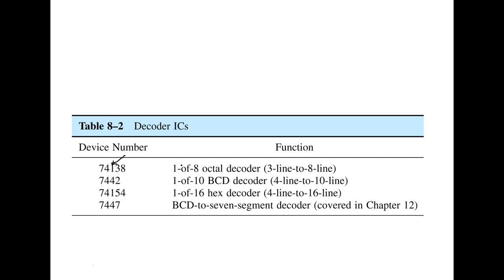So 74138, this is a 1 of 8, also called an octal decoder. We have a 7442, it's a 1 of 10, which is called a BCD decoder, or it might be called a 4-line to 10-line decoder. A 74154, this is a 1 of 16, and a 7447, this is a BCD to 7-segment decoder.